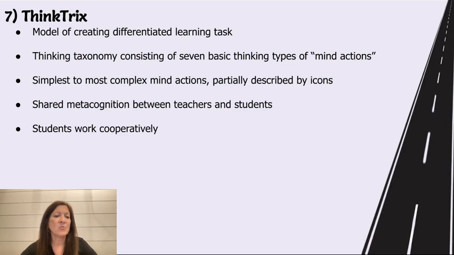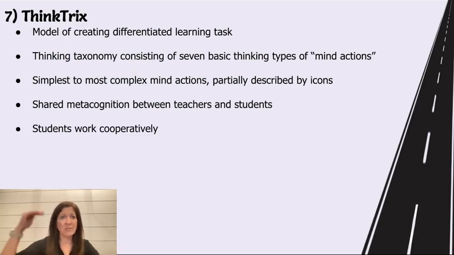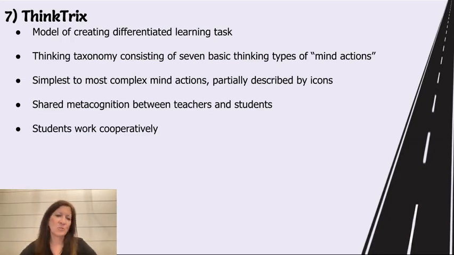Then the seventh is the Think Tricks model. It's a model of creating differentiated learning tasks. The thinking taxonomy consists of the 7 basic types of mind actions, from simplest to most complex. It is represented with icons, as you'll see in the example next. So it has recall, similarity, difference, cause and effect, idea to example, then example to idea, and evaluation. It does go from least complex to most complex, so it does start from top to bottom in just the way that the sample gave to us in the textbook.